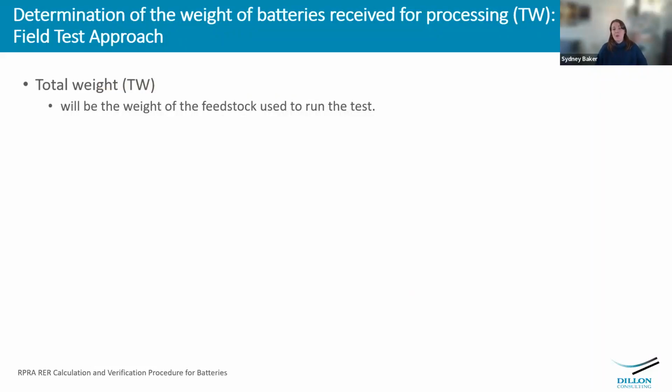So the determination of the weight received for the field test approach is really quite straightforward. It's just going to be the weight of the feedstock used to run the test. The expectation there would be that anything non-designated would already be removed. And this is really going to be the weight of batteries that are going to be run through the field test. In the verification section, we'll talk about the requirements for the feedstock composition a little bit further.